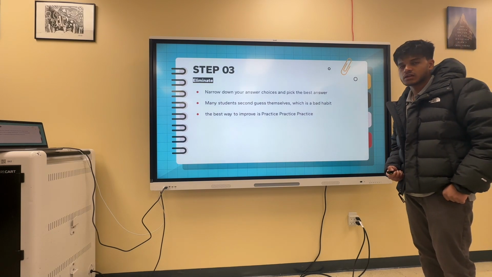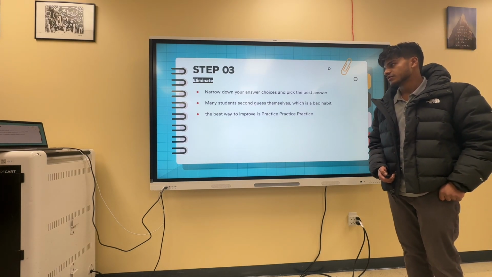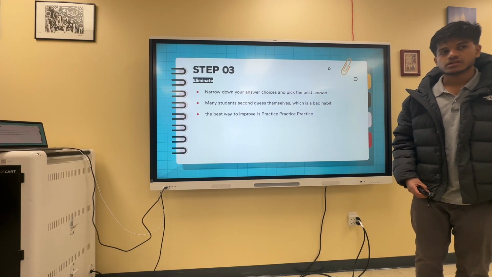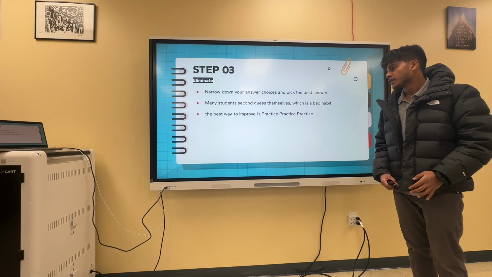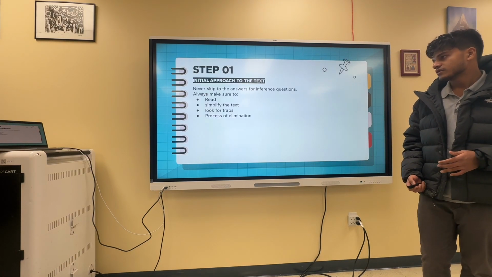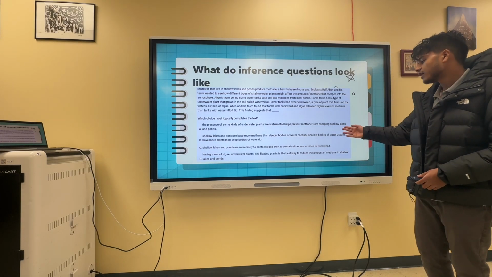And then again, elimination is something we just went over, which is just narrowing down your answer choices and picking the best answer. That's kind of what we did in this walkthrough with this question. And again, many students second guess themselves. And honestly, if I was doing this question myself, I would have second guessed myself into thinking it was either A or D.